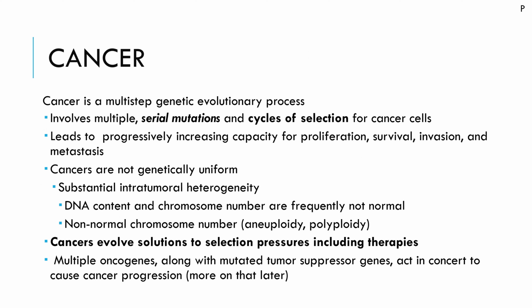And very importantly, cancers evolve solutions to selection pressures. That includes therapies, that includes the body's own immune system trying to fight them off. They evolve, they solve problems, unfortunately. The way that they do this is by engaging a multiplicity of oncogenes as well as a variety of different mutated tumor suppressor genes. And we'll be talking more about both oncogenes and tumor suppressor genes in a little bit.